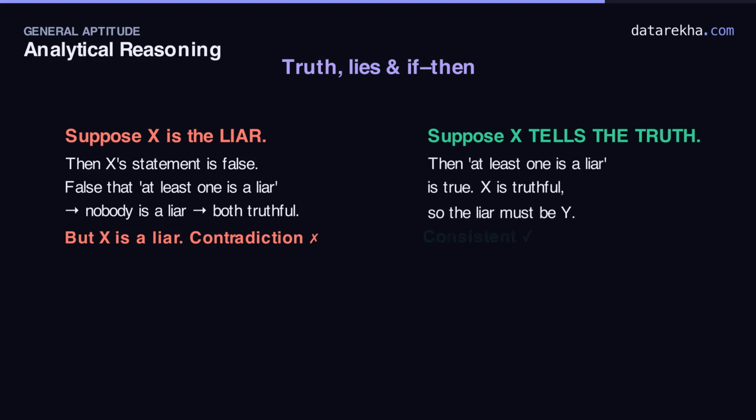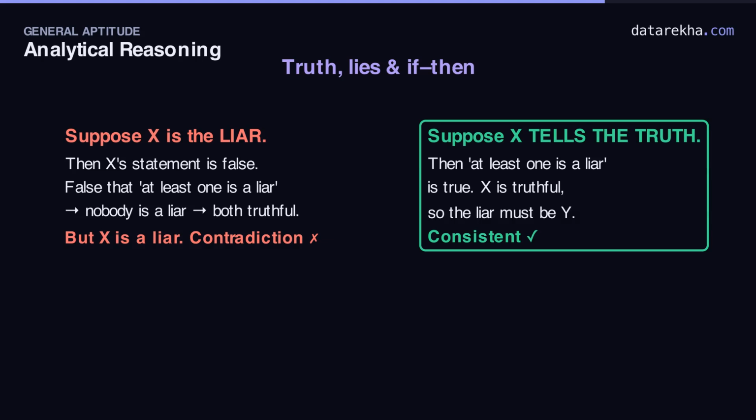Then the statement is true. At least one is a liar. Since X is honest, the liar is Y. No contradiction. Everything fits. X is the truth teller. Y the liar. Forced from one sentence.